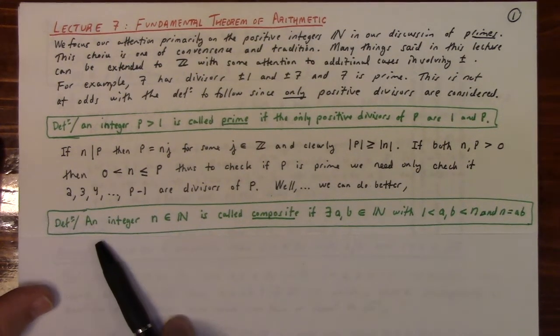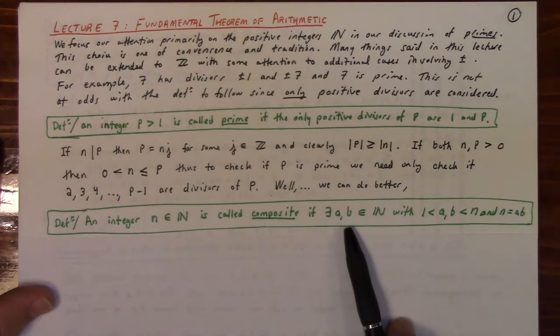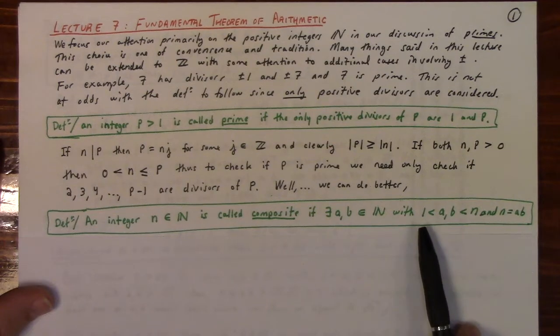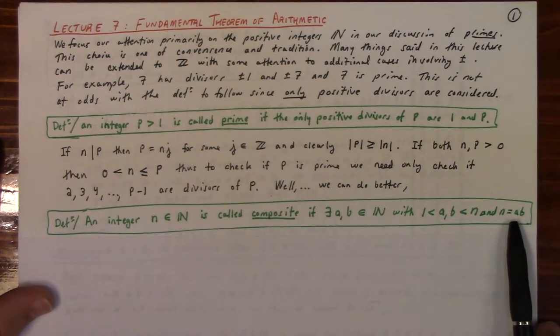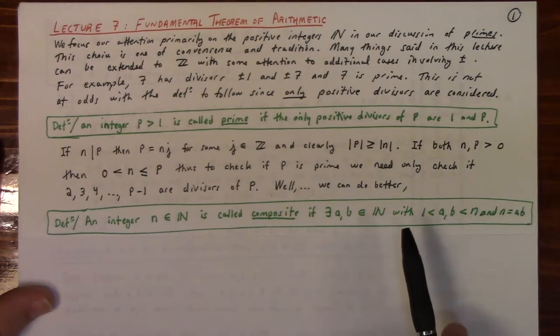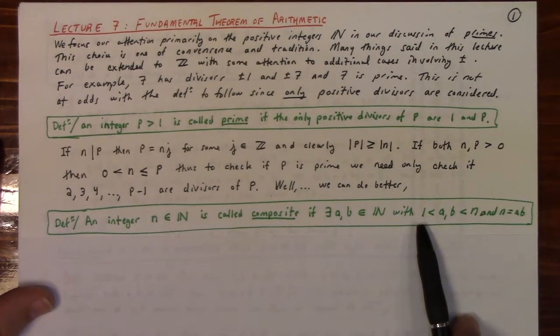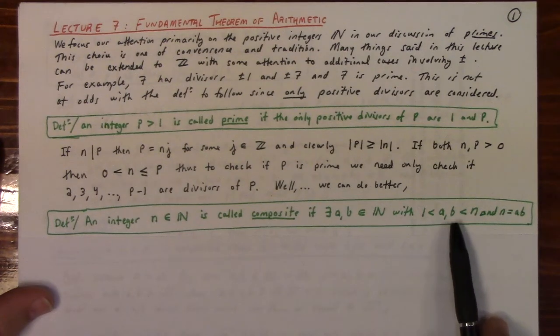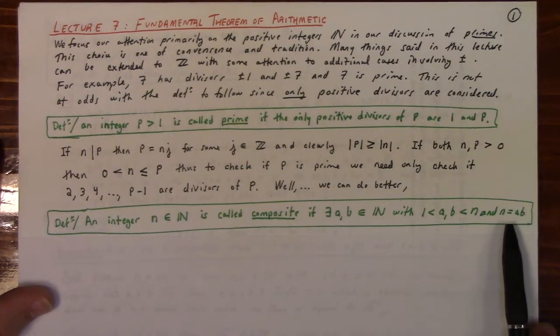First of all, a definition. An integer n is called composite if there exist a and b between 1 and n such that n is equal to a times b. You don't want to let a or b be 1, because then you get the silly thing n equals 1 times n, which doesn't count. So we want a and b to be not 1 and not n, a genuine reduction of n into a product of two integers which are smaller.